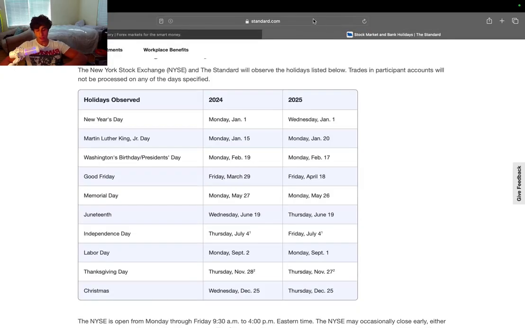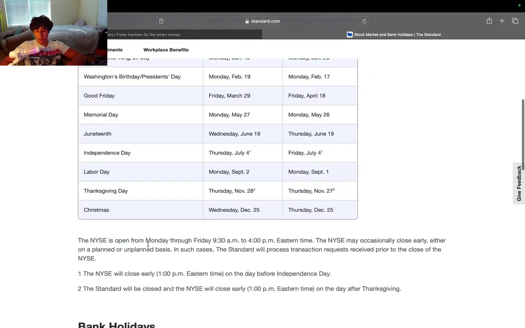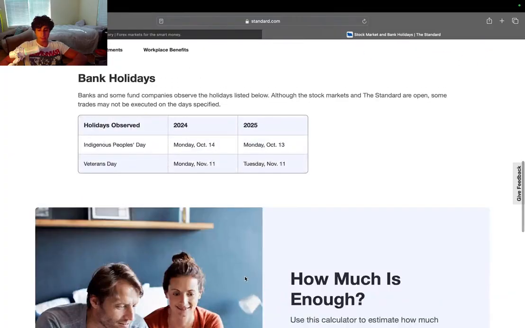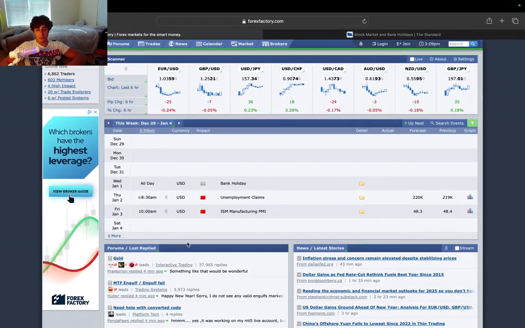And you can check out just bank holidays, but looking it up, it's just going to be New Year's Day, Martin Luther King Day, President's Day, Good Friday, Memorial Day, Juneteenth, the day we got rid of slavery, Independence Day, Labor Day, Thanksgiving Day, Christmas, right? So again, the New York Stock Exchange is open from 9:30 to 4 p.m., and then it may close early sometimes. There's times where Christmas Eve will have early closes. But other than that, this is Forex Factory.